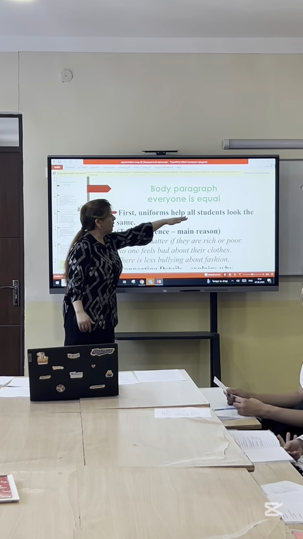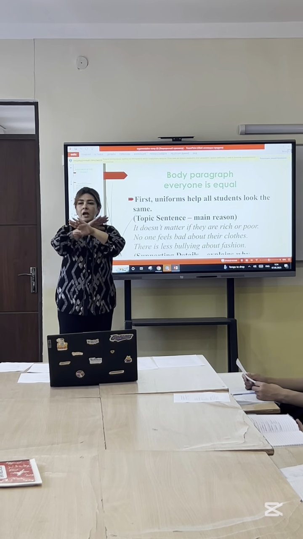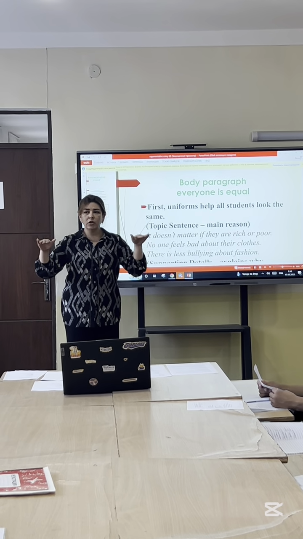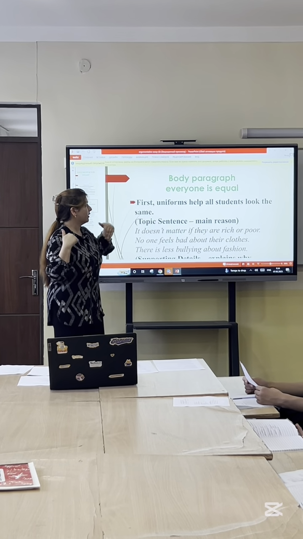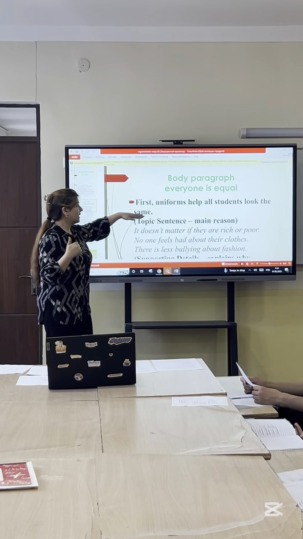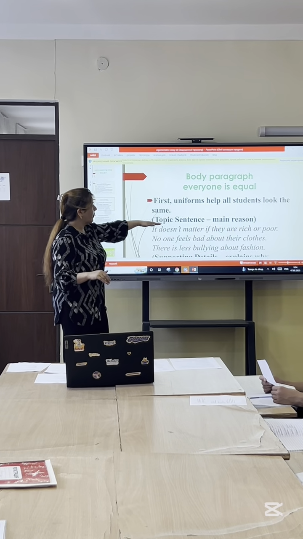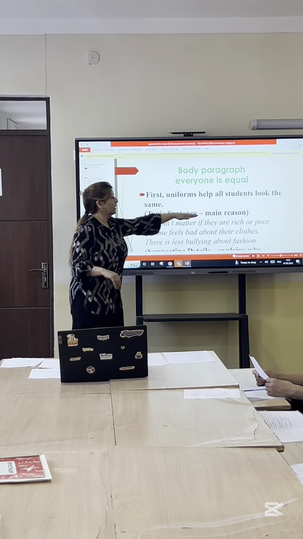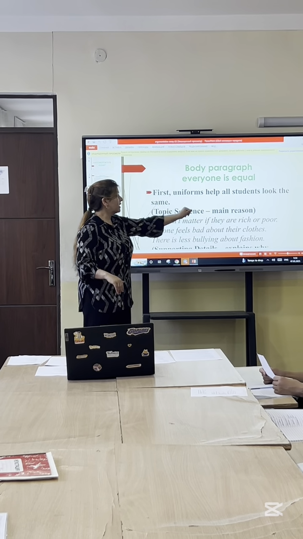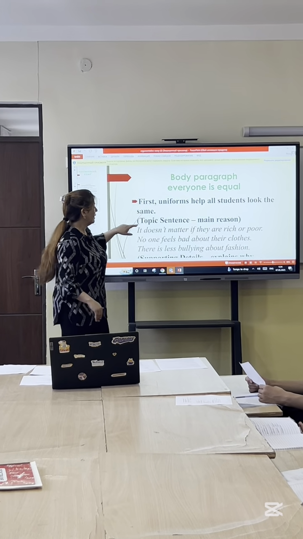First, uniforms help all students look the same. Look the same, it means everyone is equal. No one is rich, no one is poor, yes? If you wear the school uniform, your position is the same, it means, yeah? Topic sentence, the main reason. This one is the topic sentence, and this one is the main reason: all students look the same. You see?